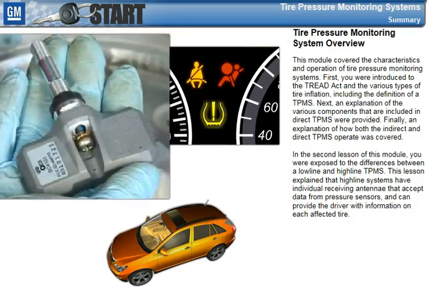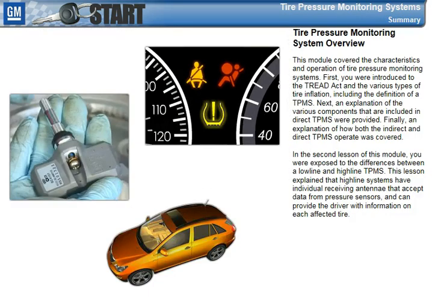This module covered the characteristics and operation of tire pressure monitoring systems. First, you were introduced to the TREAD Act and the various types of tire inflation, including the definition of a TPMS. Next, an explanation of the various components that are included in direct TPMS was provided. Finally, an explanation of how both the indirect and direct TPMS operate was covered.